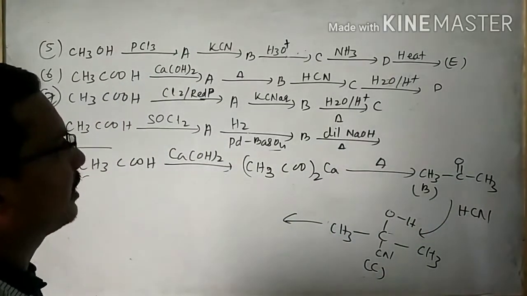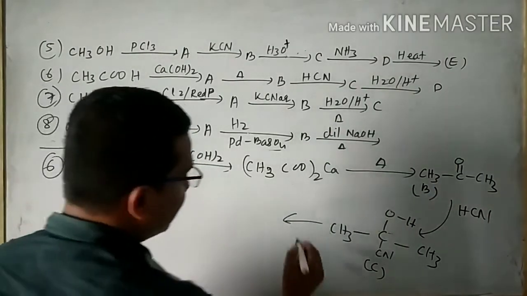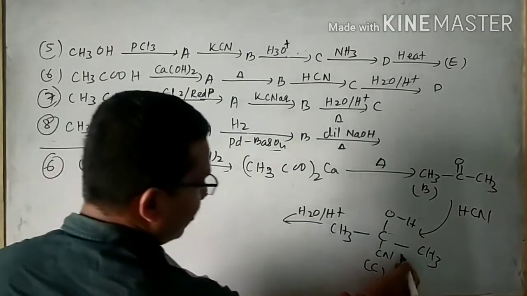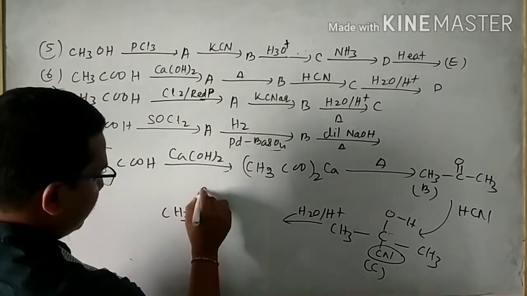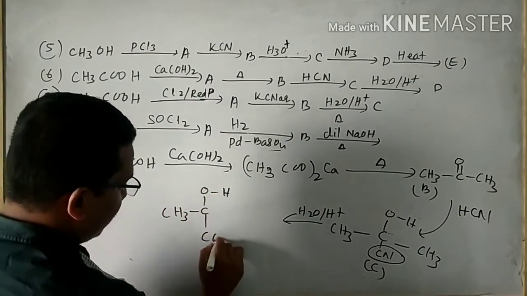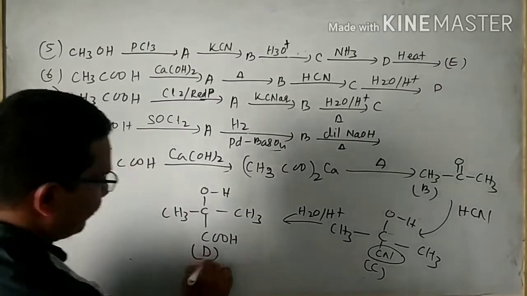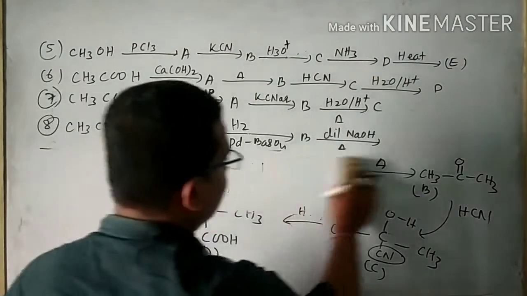Next, it is subjected to reaction with water in the presence of acid. That is said to be acid hydrolysis. H2O, H plus, CN converted into COOH. CH3 bond C OH, with COOH. This is the D product.